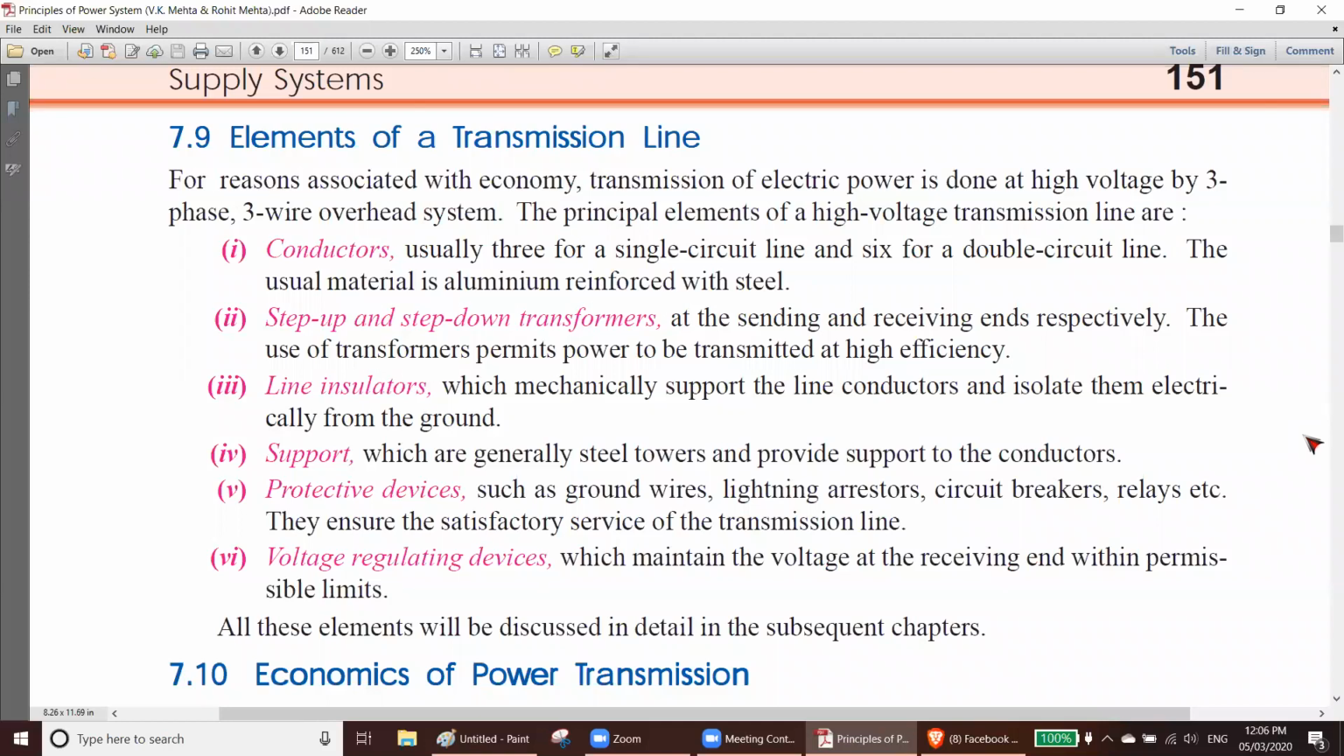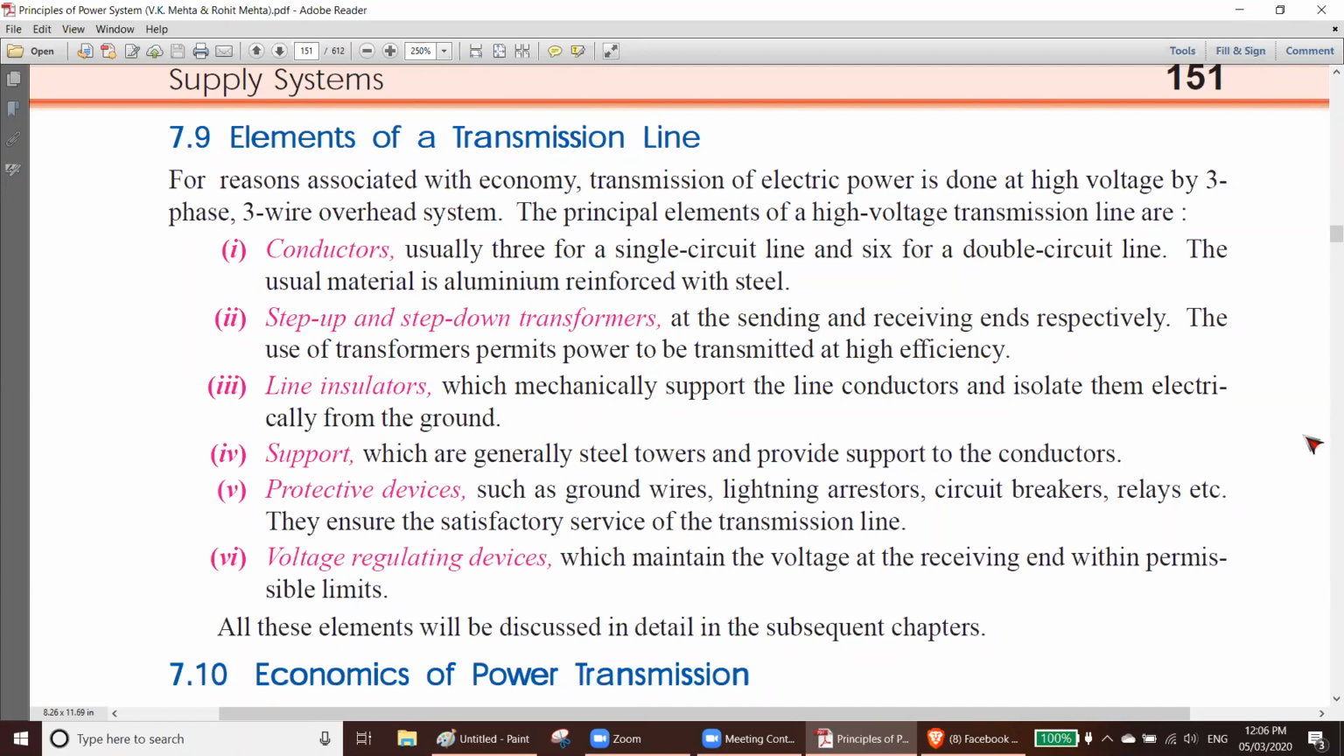Supports, which are generally steel towers, provide support to the conductors. Remember, supports means towers, right? Steel towers, and those actually hold your conductor on top of your head. Protective devices like lightning arrestors, circuit breakers, ground wire, relay, those are actually protecting devices.